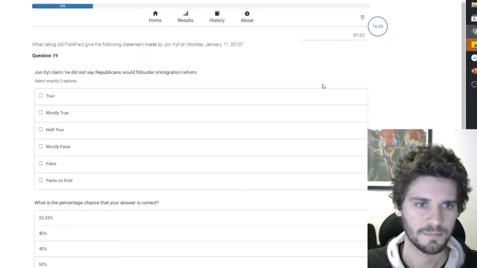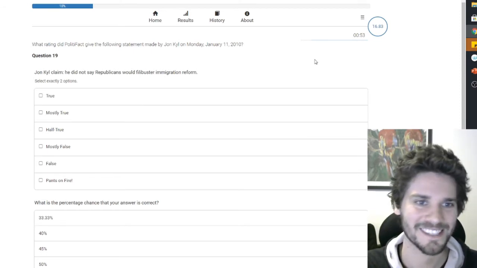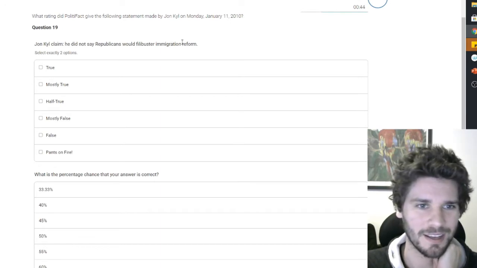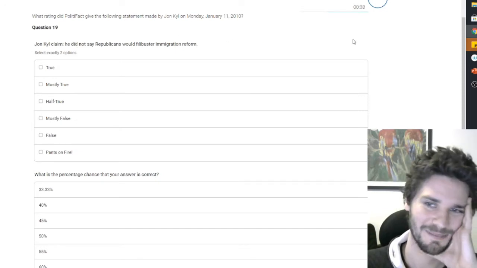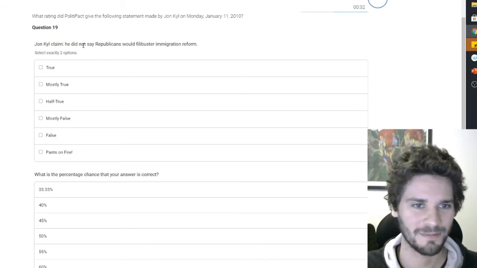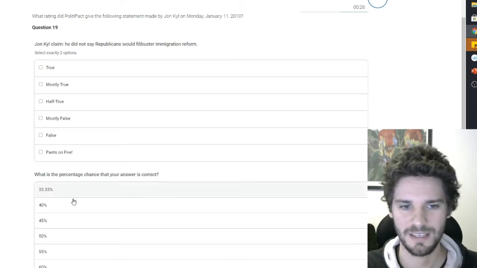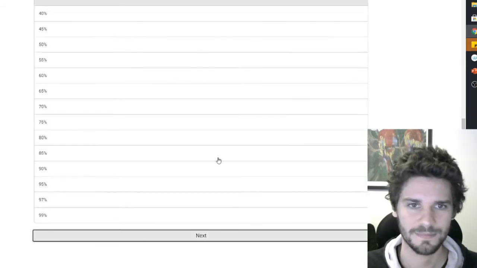Let's try one more. Okay, John Carl claimed that he did not say that Republicans would filibuster immigration reform. I've no idea who John Carl is. Okay, would Republicans filibuster immigration reform? Probably. Would someone, having claimed that they would, then say, oh, I'm losing track of what's going on here. I'm going to be honest, given that I don't know John Carl and I don't really know why someone would say and then restate, I'm just going to have to guess 2 here and say my chance of being correct is therefore 1 in 3, because I'm picking 2 out of 6 options. I'll pick those 2. I've got no idea.